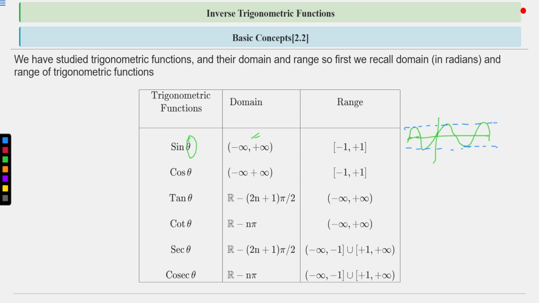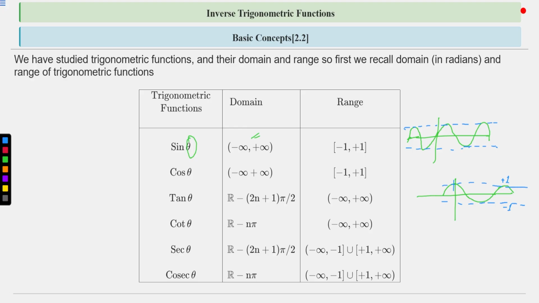Again, the range of the cos theta is from minus 1 to 1. We can draw the graph of cos theta like this. So you can easily see that cos theta will always lie between plus 1 to minus 1. Upper range is plus 1 and lower range is minus 1. Clear?